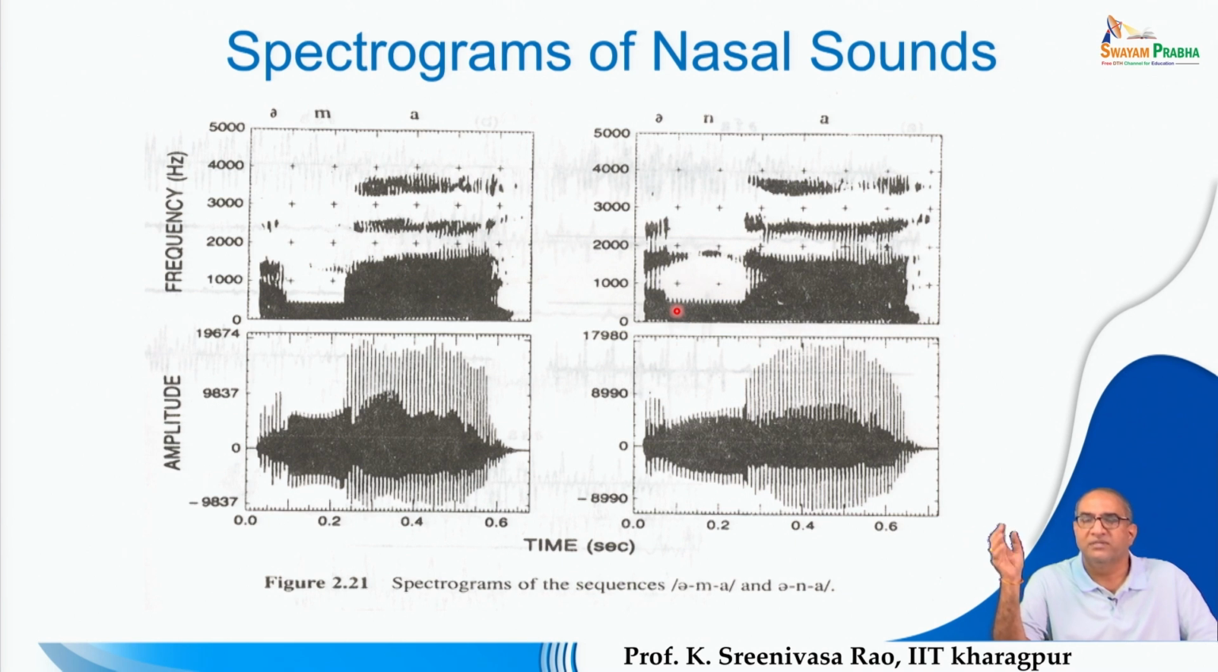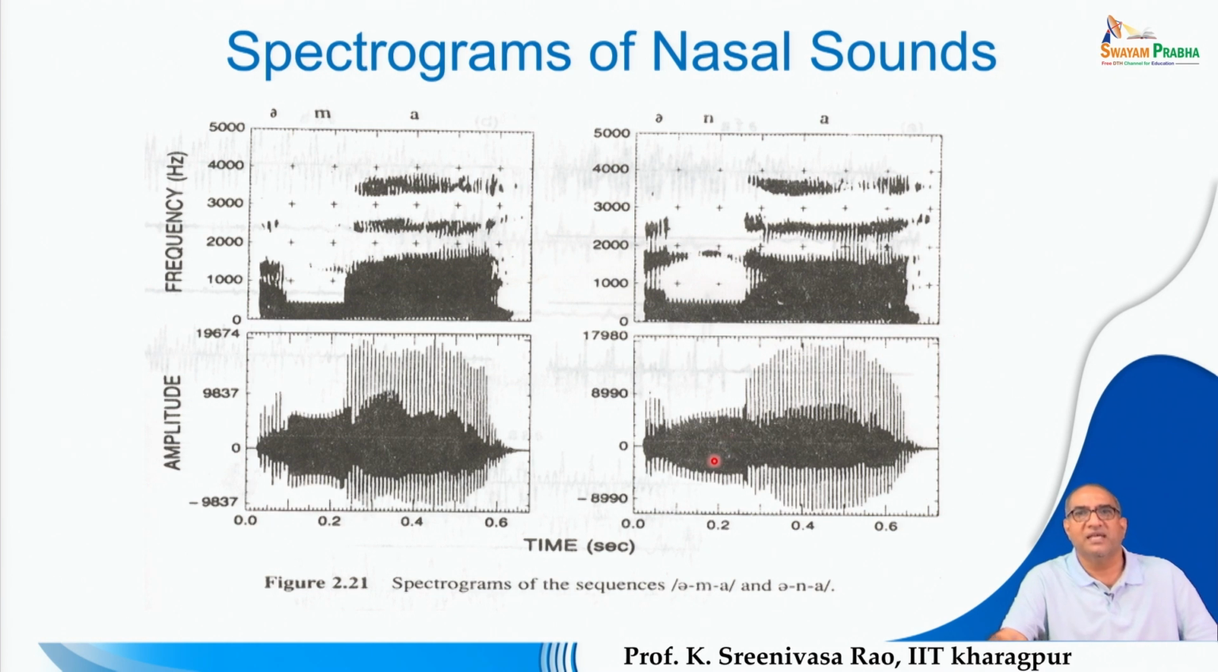languages. So, if you want to discriminate them using the resonances, you cannot, because for all of them the resonances are offered by the nasal cavity, which is a fixed shape. So, the only way to discriminate is based on the anti-resonances, because different nasals will have different anti-resonances due to the closure of the oral cavity at different positions.